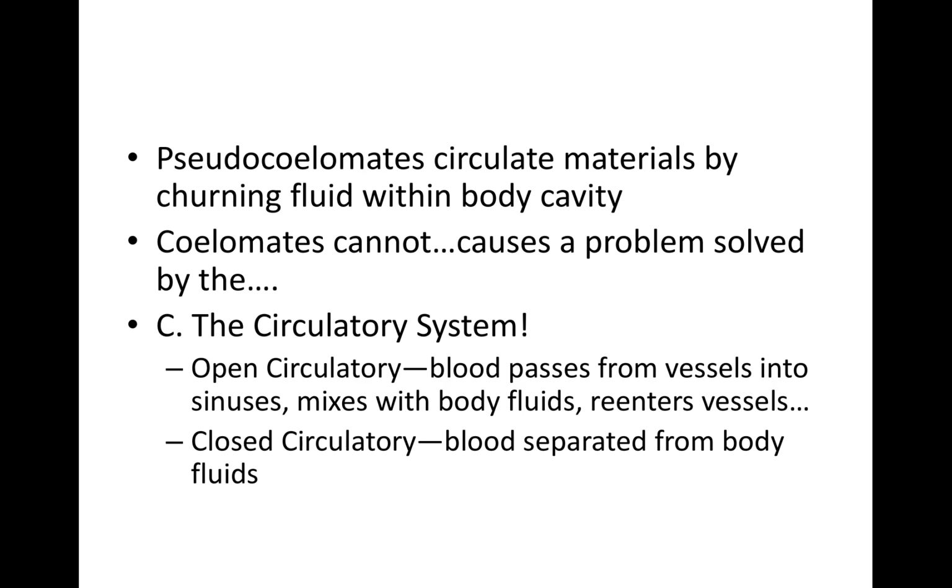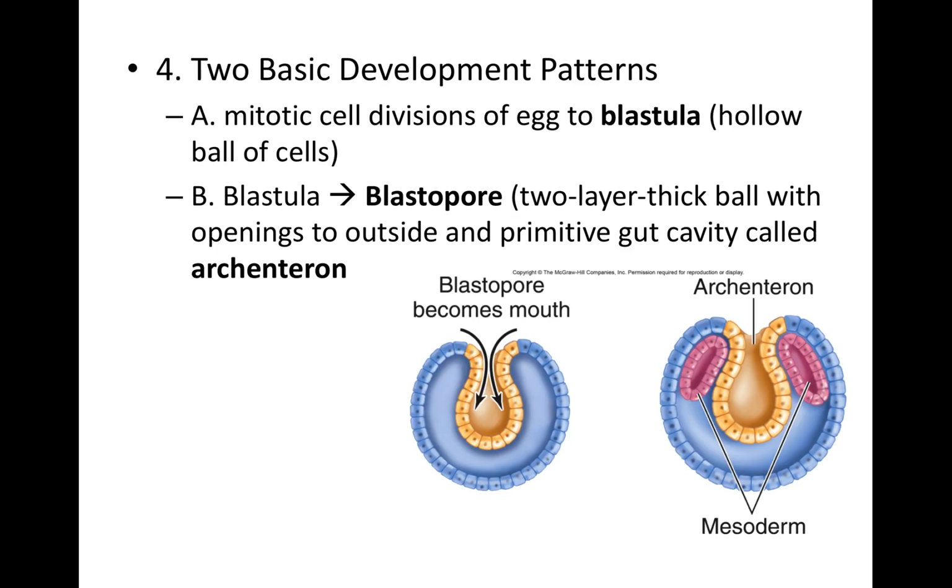Okay, with an open circulatory system, blood is going to go into sinuses, it mixes with body fluids, and then it re-enters vessels. So it kind of pools in certain areas. Whereas in a closed circulatory system, blood is separate from body fluids. We have a closed circulatory system where all of our blood is always traveling in some type of vessel, basically.